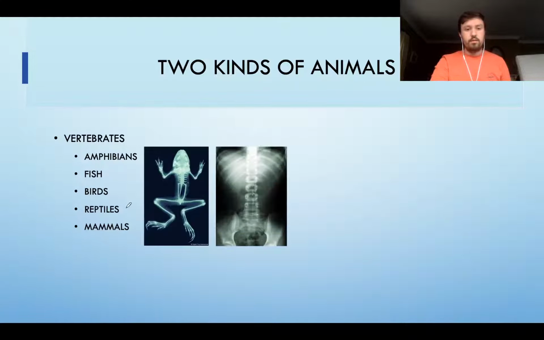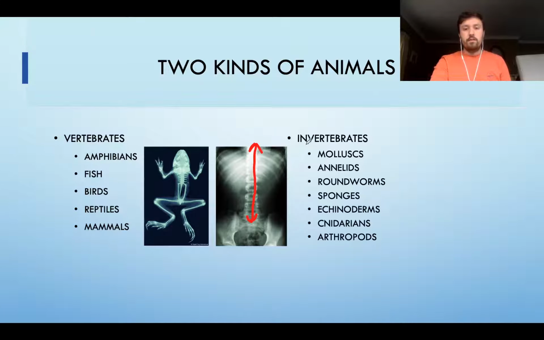Last week we talked about vertebrates, so amphibians, fish, birds, reptiles, mammals. Remember we had this picture of this frog, and we see this backbone here running down the length either side of this frog. That whole thing there is its backbone, making it a vertebrate. And because it's an amphibian, we know that. So this other side, we have invertebrates.